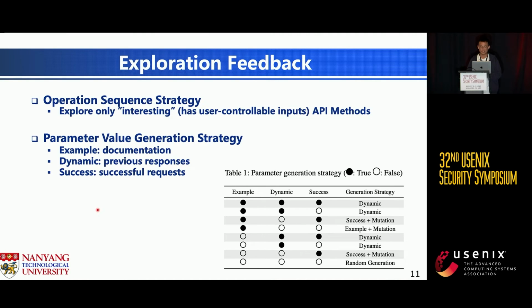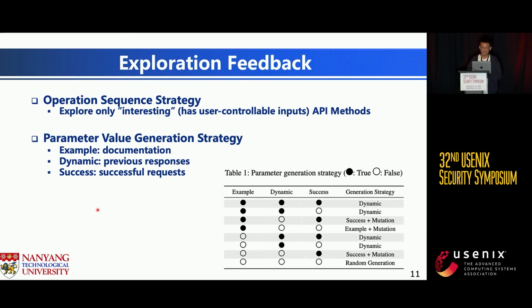What do these strategies mean? Well, example means that Nautilus will use the example value documented in the documentation. And dynamic means that it will use the values from the previous responses. And success means that Nautilus will use the last success value. Well, random just means random.